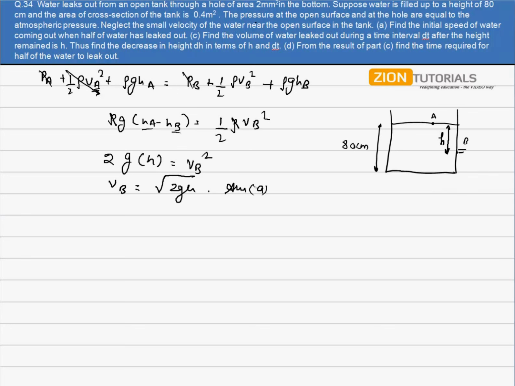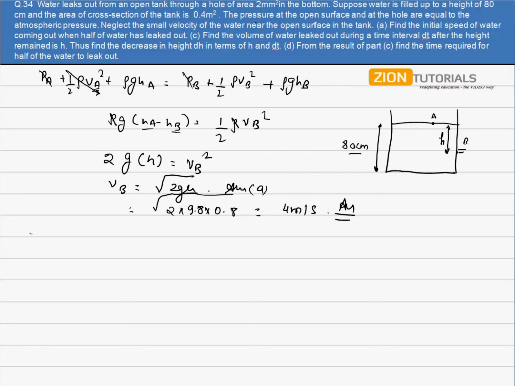Now here the hole is made at the bottom, so the value of small h will be equal to capital H. So just substitute the value. That is 2 into 9.8, and the small h value is equal to 80 centimeter, so that will be 0.8. So the velocity of efflux comes out to be 4 meter per second. That is the answer.